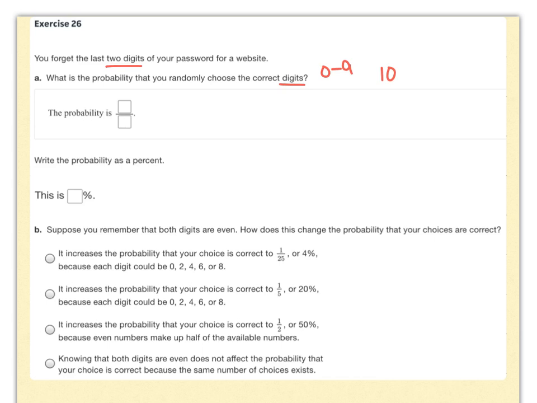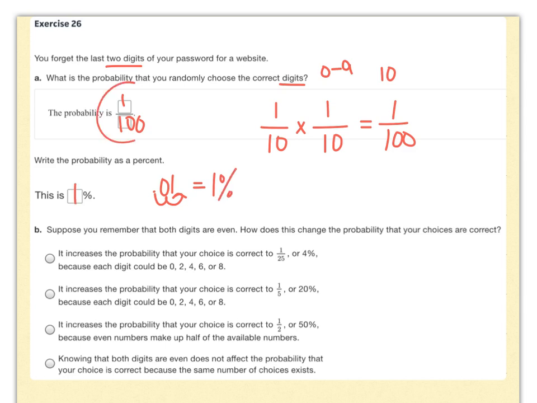What's the probability that you randomly guess those correct digits? Well, you forgot the last 2, so you're going to guess twice. Here's a fraction for the first guess. Here's a fraction for the second guess. There's a 1 out of 10 chance that you're going to guess the right digit, right? Because only one of those is right for the next to last digit, and only one correct number for the last digit. So 1/10 times 1/10 gives me 1/100. That's the probability that I guess right. Not a very good chance. In fact, as a percent, 1 divided by 100 is literally 0.01, which when you move it over twice is 1%. 1/100th, that makes sense, right? Percents are out of 100, so it would be 1%.